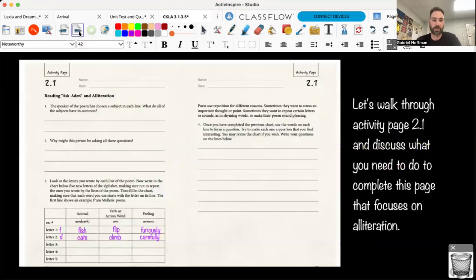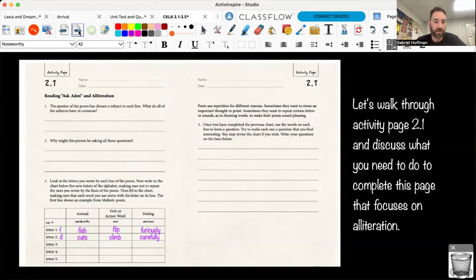So the first thing you're going to do is work on activity page 2.1. There are some just basic questions about the poem. Number one says the speaker of the poem has chosen a subject in each line. What do all the subjects have in common? We kind of talked about that. And then why might this person be asking all these questions? It's kind of up to you to interpret.